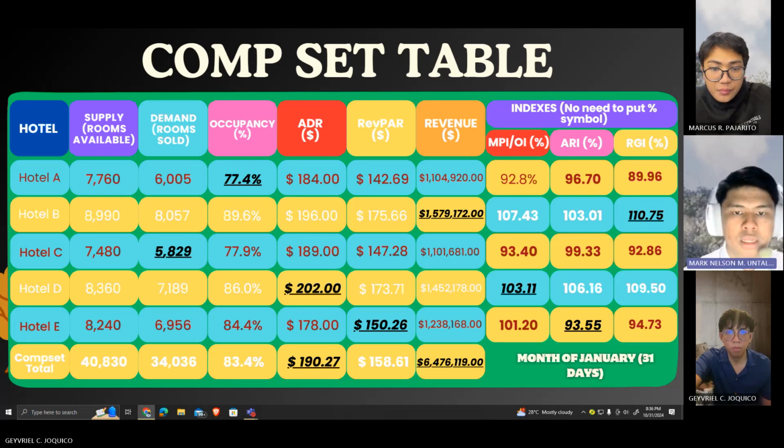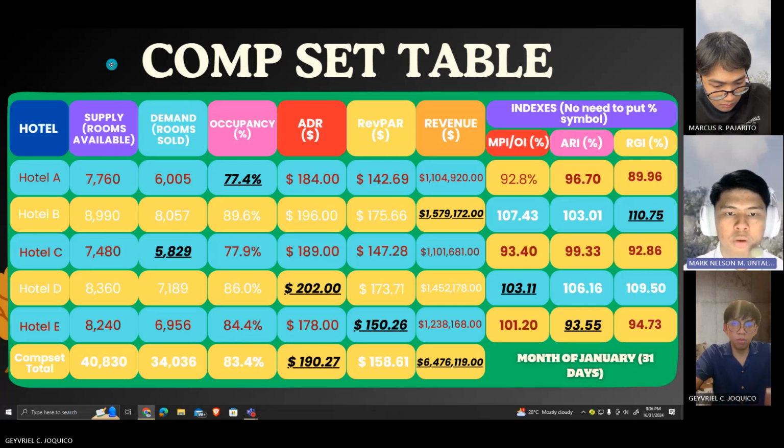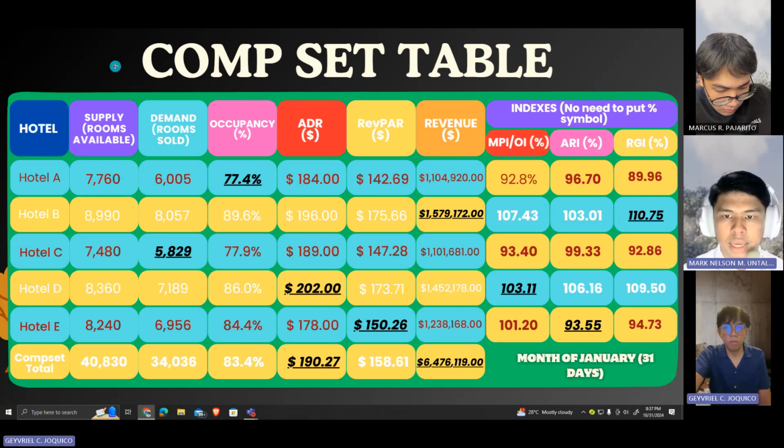Revenue-wise, Hotel B again tops the list with $1,579,172, benefiting from both high occupancy and a solid ADR of $196. Hotel D follows with $1,452,178 and the highest ADR of $202, indicating success in appealing to premium guests.